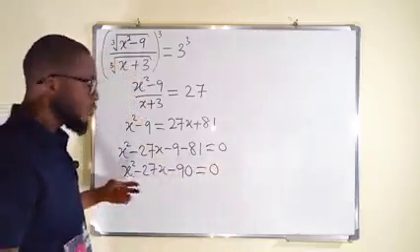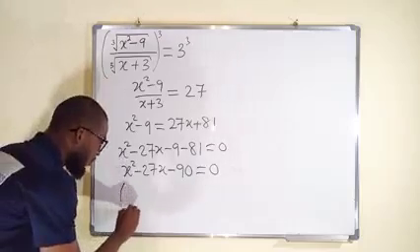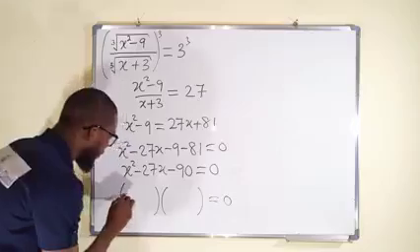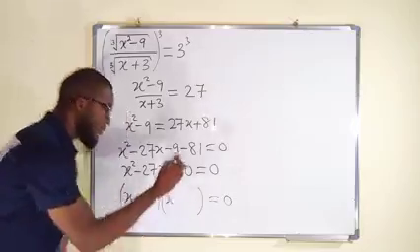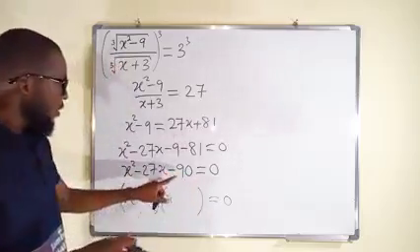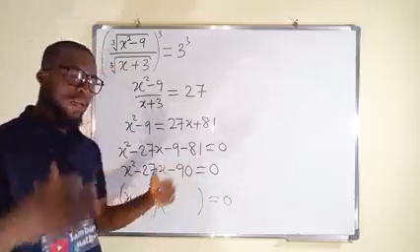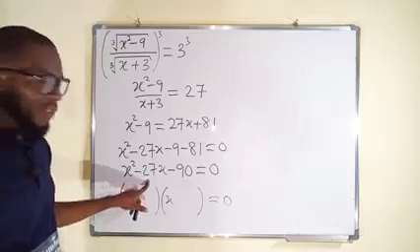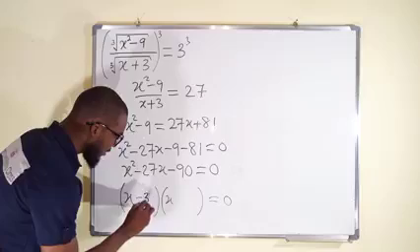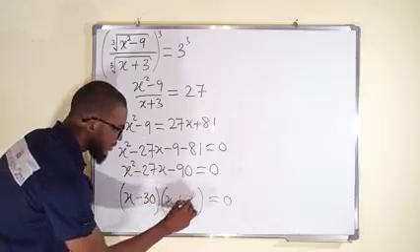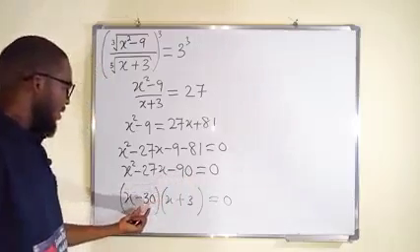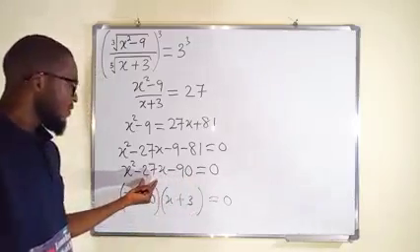Now let us solve this problem by factorization. The whole equation is in terms of x. So we have x and x. We are going to think of two numbers which, when we multiply them together, we get negative 90, and when added up together, we get negative 27. The numbers must be negative 30 and positive 3, because negative 30 times 3 is negative 90. Negative 30 plus 3 is negative 27.